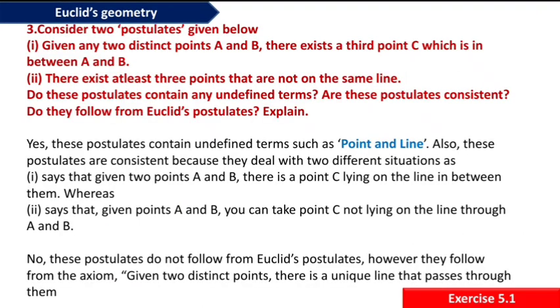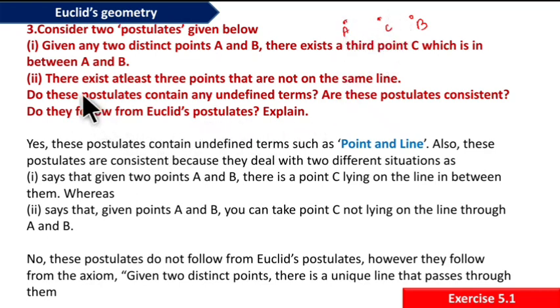Now let's see the next question. Consider two postulates given below. First one is: given any two distinct points A and B, there exists a third point C which is in between A and B. So if A and B are the two points, there exists one more point C which is in between A and B. This is the meaning of the first statement.